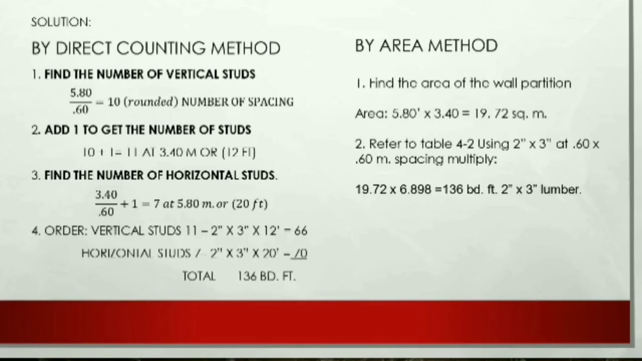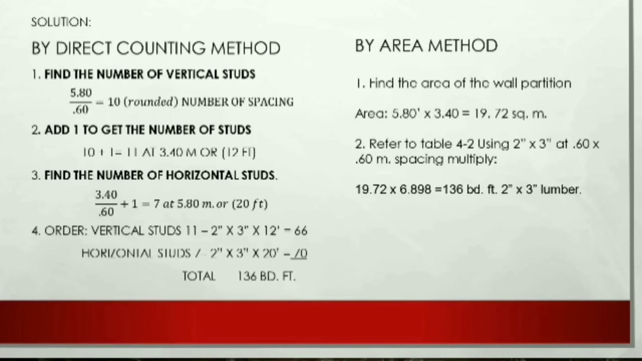So the solution, by direct counting: first, find the number of vertical studs. You just have to divide the measurement perpendicular to the vertical studs over the spacing. So 5.80 over 0.60 is equal to 10, which is rounded. This is the number of spacings. So you just have to add 1 to the number of spacings we got to get the number of studs. So it's equal to 11 at 3.40 meters or 12 feet.